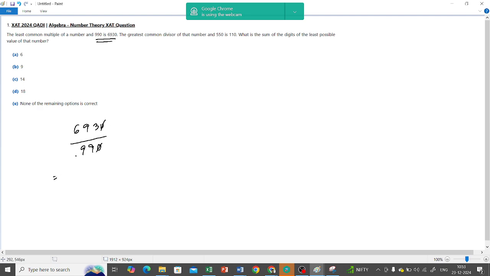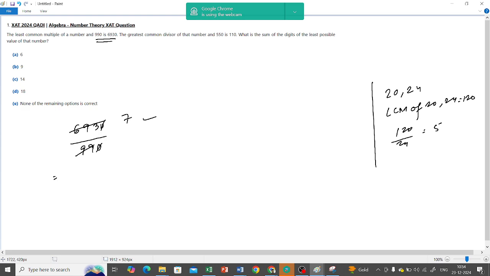If I divide that I'll get 7, right? So the other number is also divisible by 7. Take for example any two numbers, say 20 and 24. What is the LCM of these two numbers? 24 fives are 120, so the LCM of 20 and 24 is 120. Now divide 120 by 24, and you get 5. You see 20 is also divisible by 5, yes or no?